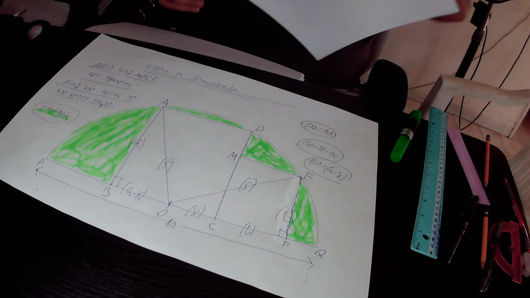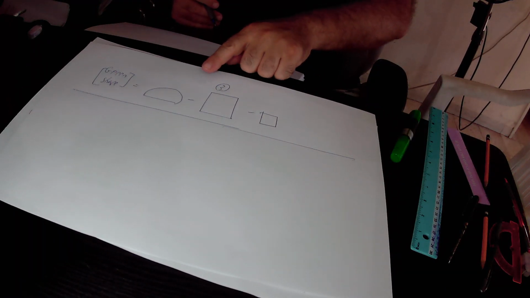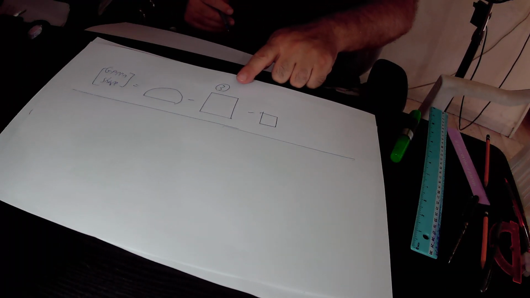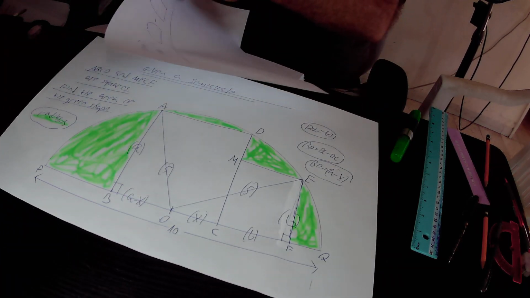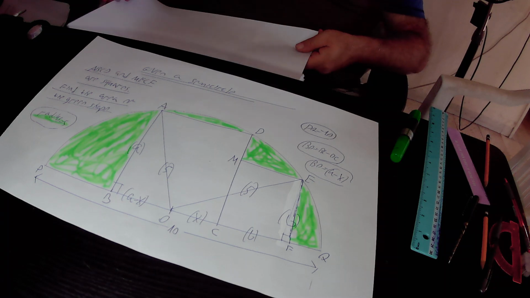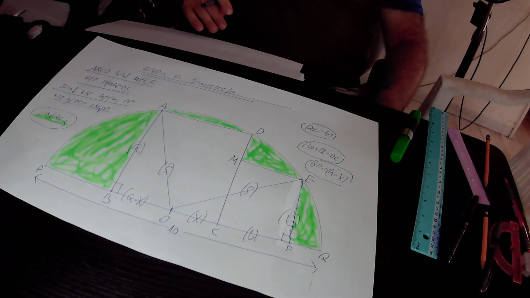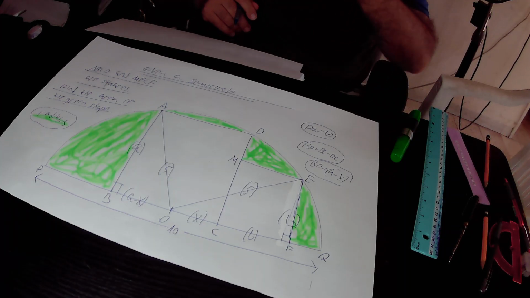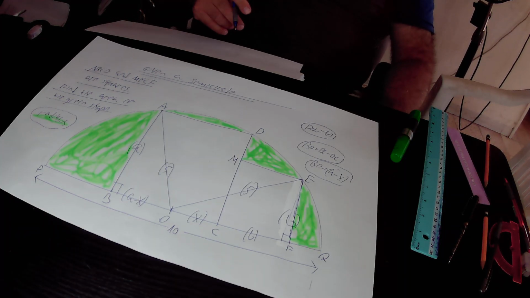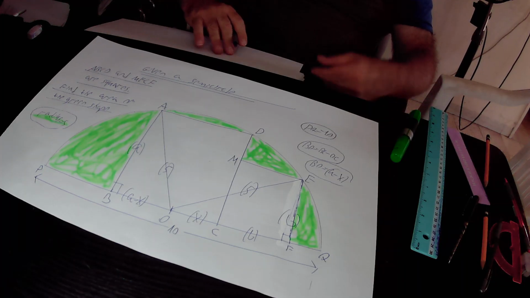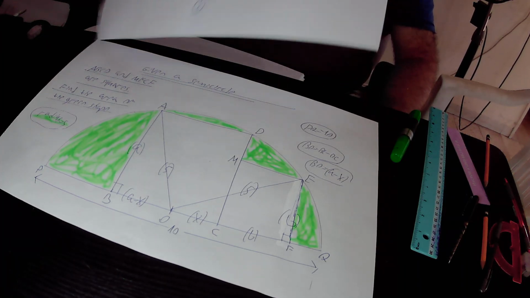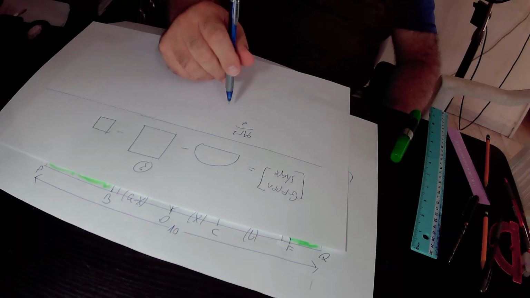is equal to the area of the semicircle minus the area of the big square ABCD minus the area of the small square. We know that the area of any semicircle equals the area of the circle over 2. Therefore, the area of this semicircle must be equal to pi r square, that is the area of the circle, over 2.